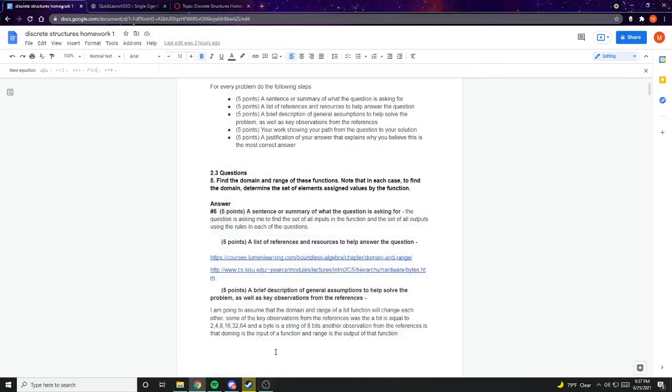Hello, this is my Discrete Structures Homework 1. Let's start on question 2.3. We're going to be finding the domain and range of the functions. Note that in each case, to find the domain, determine the set of elements assigned values by the function.